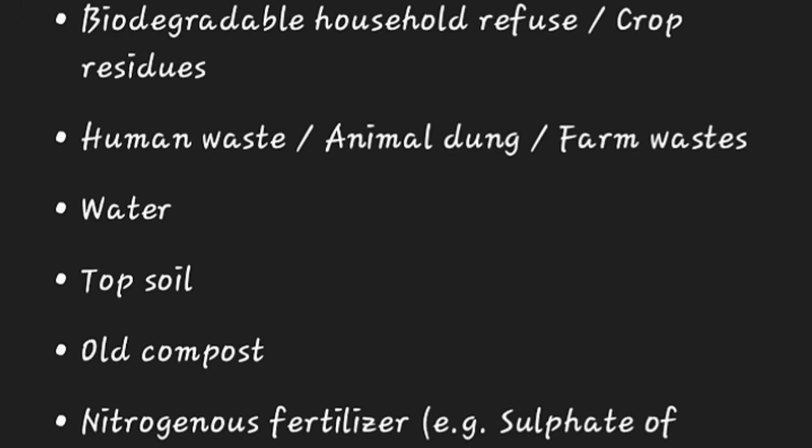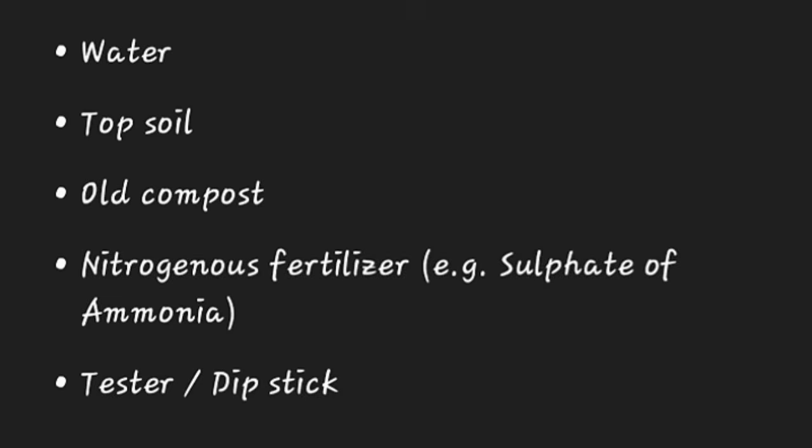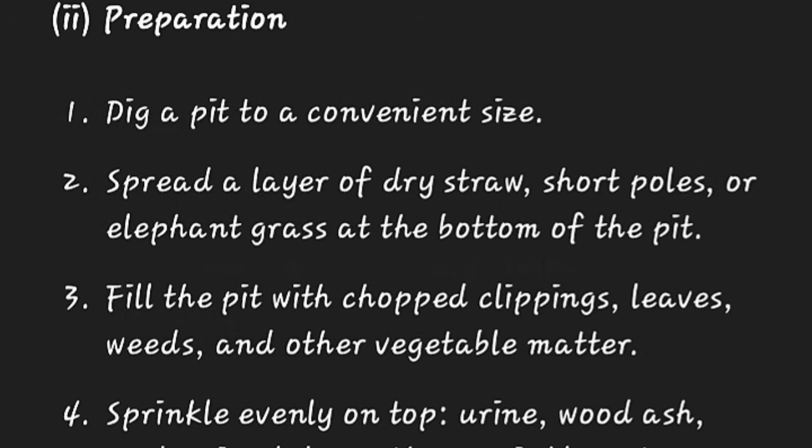You use old compost and add up. You can use lime, phosphorus fertilizer, sulfate of ammonia, tester, and then a dip stick. Those are the materials. And then for the preparation, you dig pits. Remember, it's the pit method we are dealing with now. You dig the pit to a convenient size, then put big pebbles or stones or short poles. You put elephant grass at the bottom of the pit first, and then fill the pit with chippings, leaves, weeds, and other vegetable matter, and most of them must be chopped up and mixed properly.